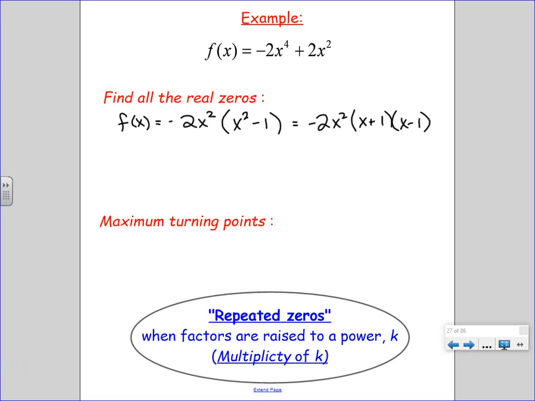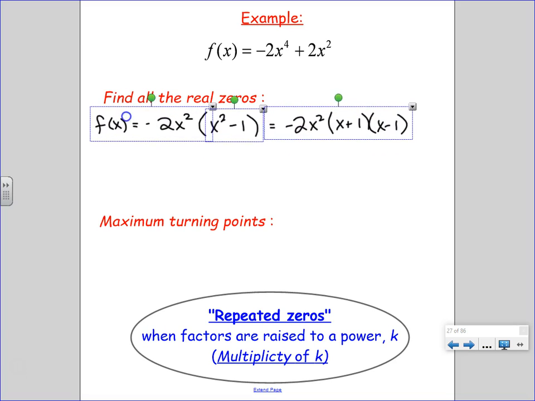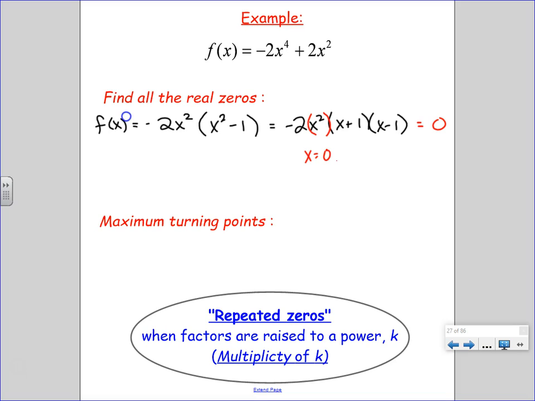Finding all the real zeros. Oh, zeros, that's right. Set the y equal to 0. And how do I solve? Some of you might need to remind yourself by putting a parenthesis here. To find zeros, we take each and every factor and set each and every factor equal to 0. So if I set x squared equal to 0, can you make that jump? If x squared equals 0, then x equals 0. If x plus 1 equals 0, subtract the 1, I get negative 1. And if x minus 1 equals 0, add the 1. Are we okay? We would have 3 little baby equations, set them all equal to 0 and solve.